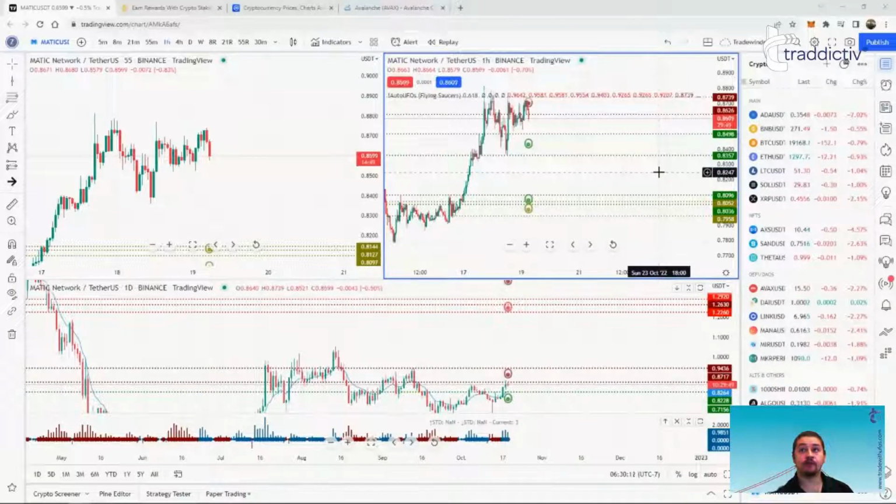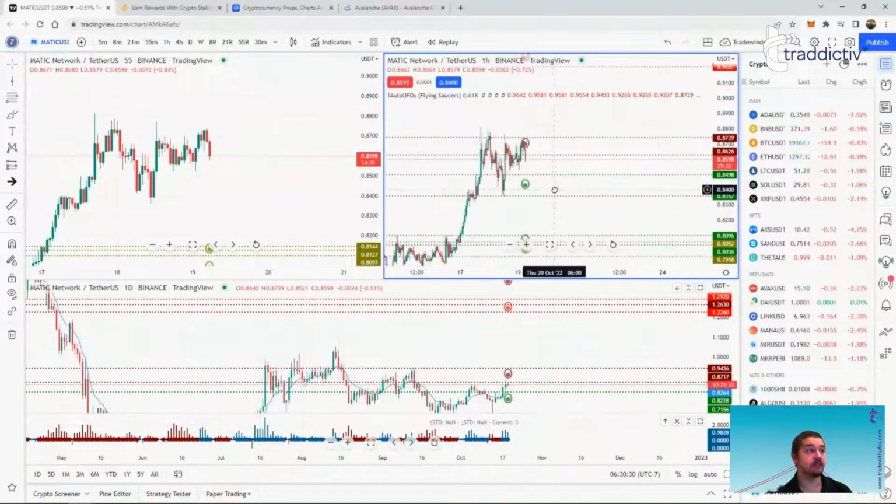So 84.98. Now we're anticipating that this is going to fill probably tomorrow or overnight tonight. The reason why is because right now the moving average is below this area, but once it recalculates for tomorrow, there's a good chance that it will be here in this UFO.